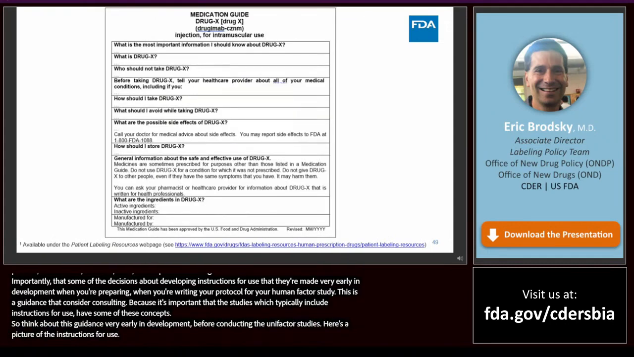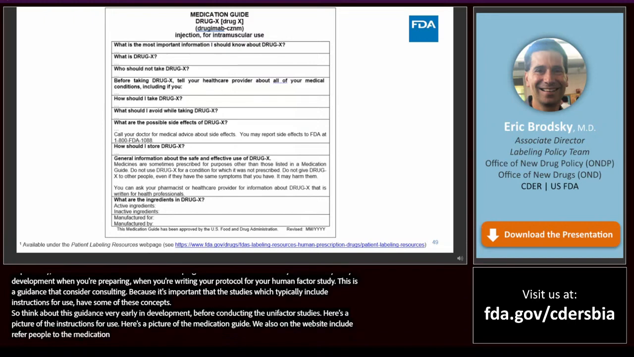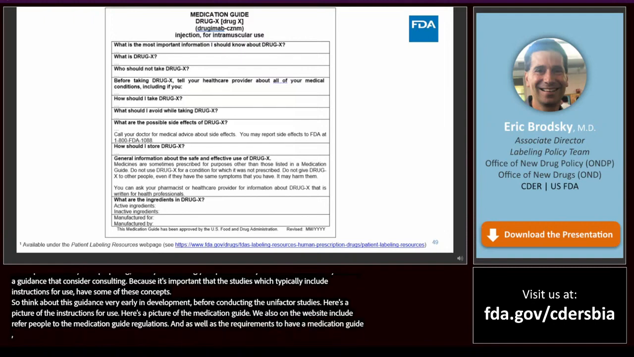Here's a picture of the medication guide. We also on the website refer people to the medication guide regulations, as well as the requirements to have a medication guide, the conditions where one would have a medication guide.